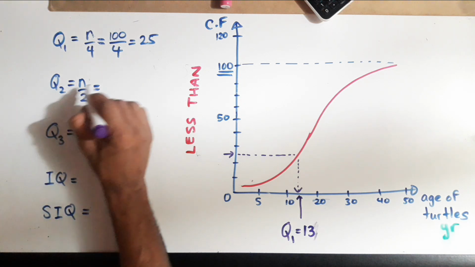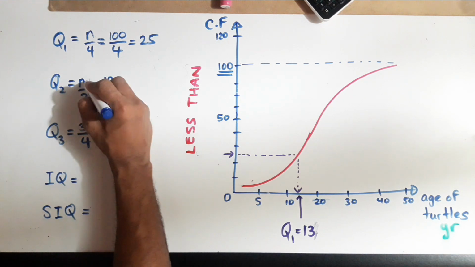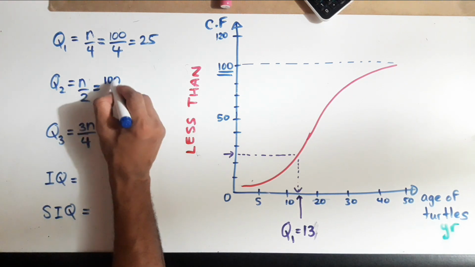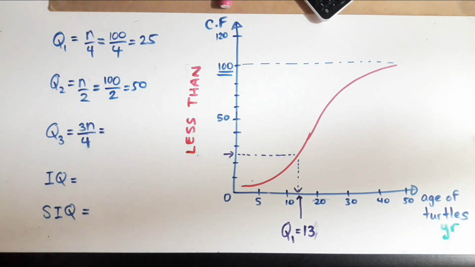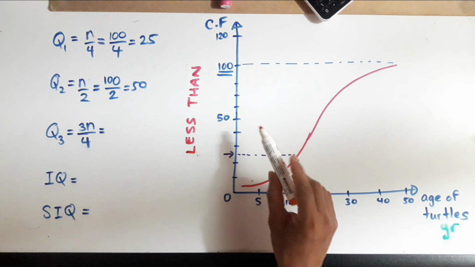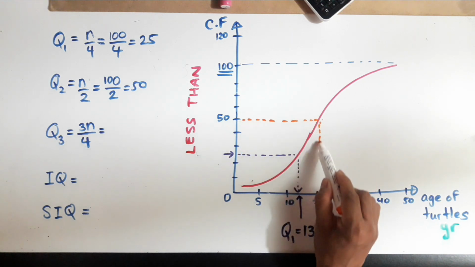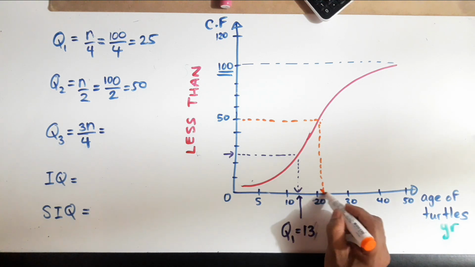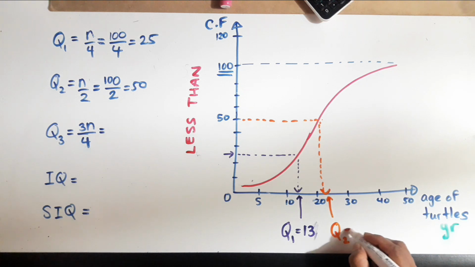So to find Q2, we take N and divide it by 2. So N is 100 and we divide it by 2 and we get 50. Once again, 50 is not the actual Q2 or median. You're going to use that to find it. So you're going to go up, find 50, go across, let it hit the graph and let it fall straight down. So it seems that it falls somewhere for Q2. We get roughly 20. I'm going to call it 22, right?